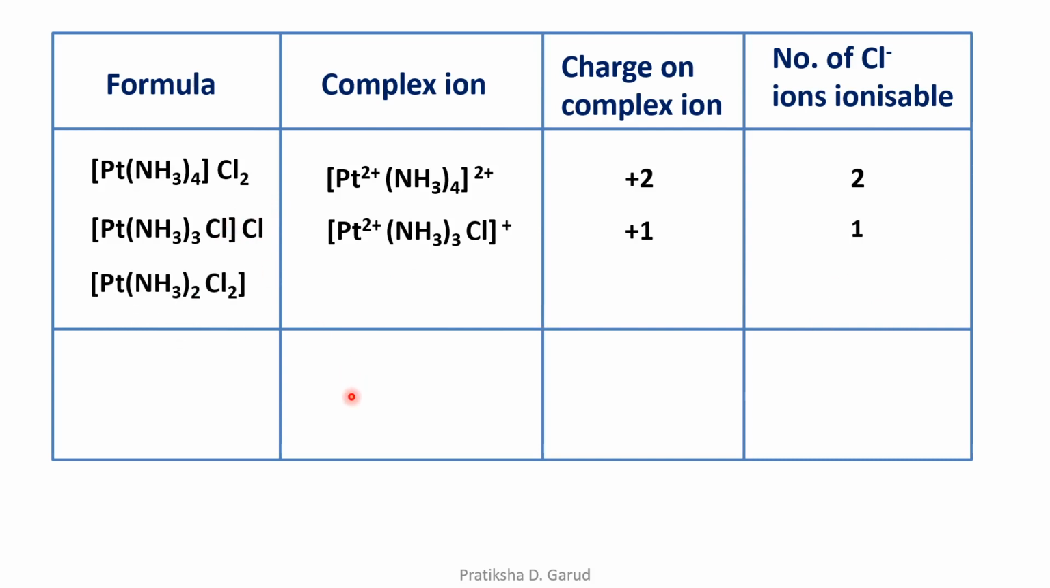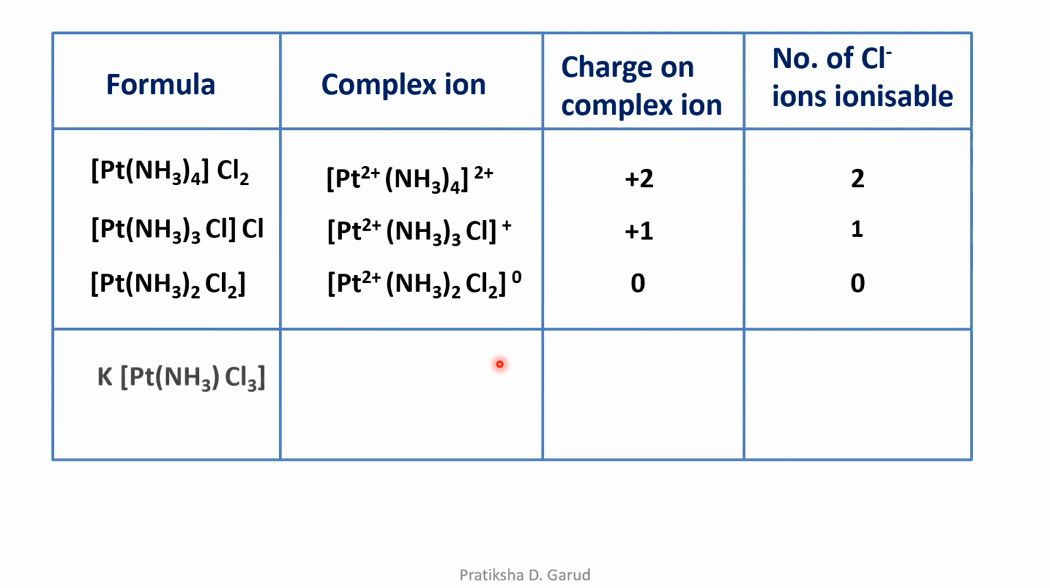Next, [Pt(NH3)2Cl2]. Again, to satisfy the secondary valency of 4, there are no Cl outside the square bracket. So the complex becomes [Pt(NH3)2Cl2] with charge 0. Why 0? Because there are no chlorines outside the square bracket, hence it has zero charge. That means it is a neutral complex. So the charge on the complex is 0 and the number of ionizable ions is also 0.